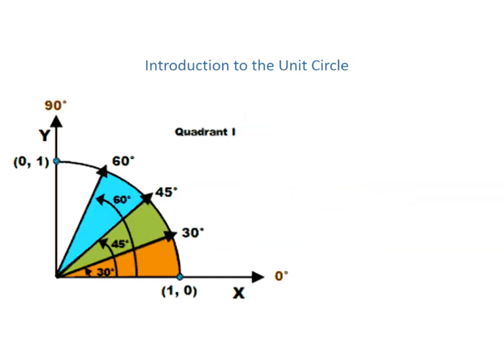So I've broken quadrant 1 up into several special angles. So here's my 0 degrees. Again, here's 90. But I've broken this quadrant up into a 30-degree angle, and then a 45-degree angle, and then a 60-degree angle.